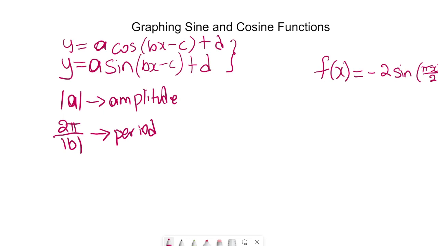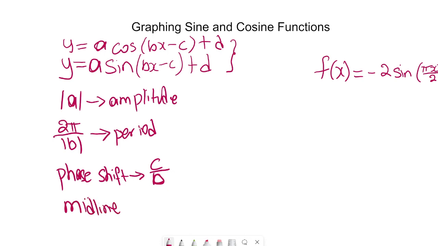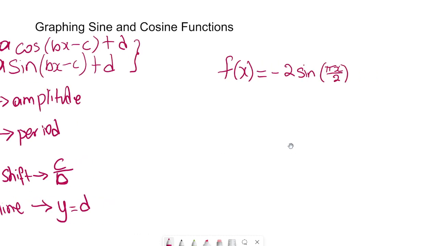And then we have your phase shift. And recall that the phase shift, that's going to be the starting point of your graph. Sometimes you may hear of the phase shift as your horizontal shift. Okay, and so that's going to be c over b. And then the last thing is your midline, right? Your midline is going to be the line y equals d, and this is just going to be the middle of your graph. So let's look at a few examples with graphing these functions.